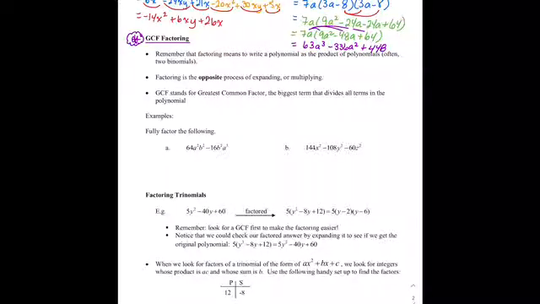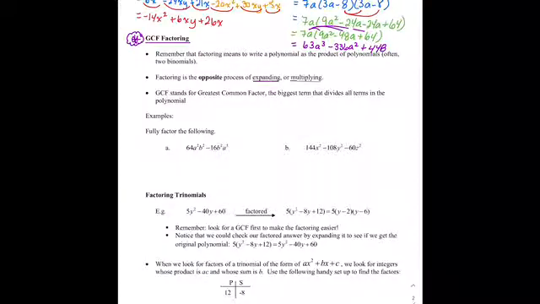We did get through factoring, most of us in class. So probably your teachers, or I, if I was your teacher, said always, we want to do our greatest common factor first, kind of take that out. Factoring means to write a polynomial as the product of polynomials. It's kind of like dividing. It's the opposite of expanding or multiplying.